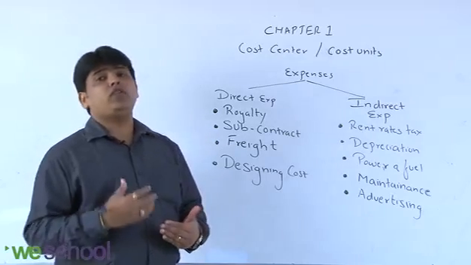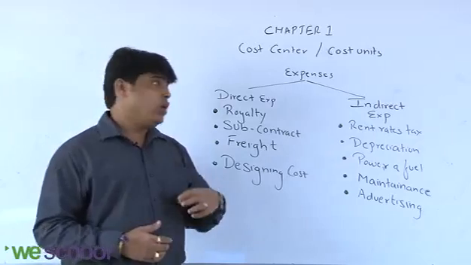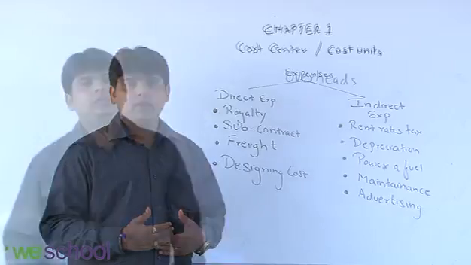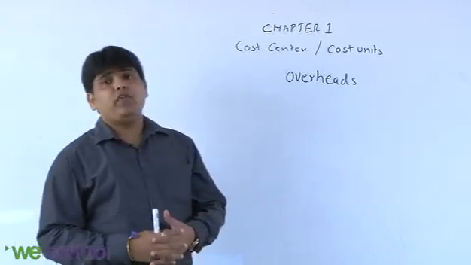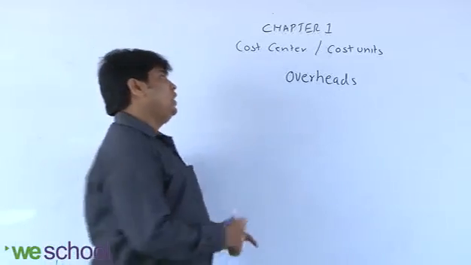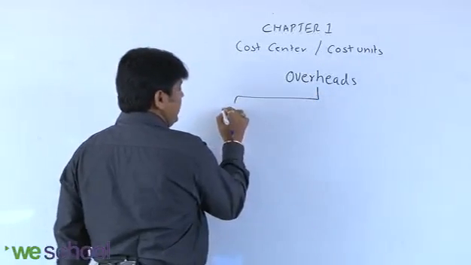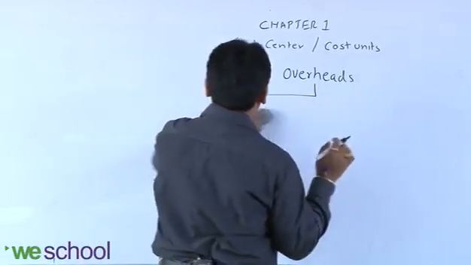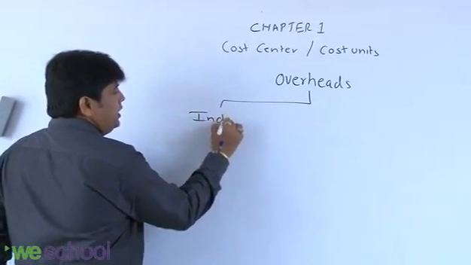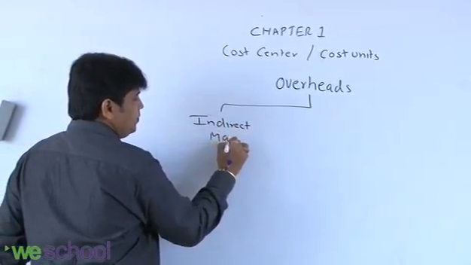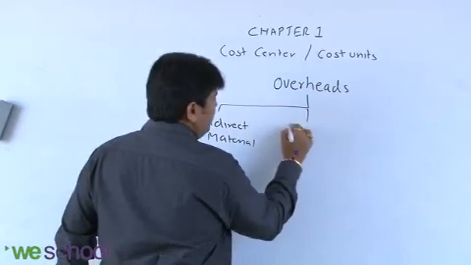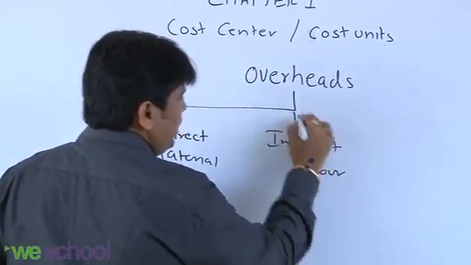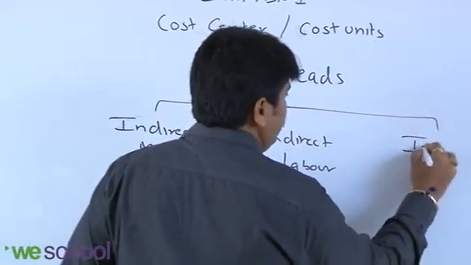Afterwards, what we have to take care of is the overheads. So we will take a brief idea of how the overhead is calculated. Now the next part of the expense which we have to allocate to the particular product is the overheads. Now overheads can be classified as indirect. Overheads are nothing but the total of indirect material, indirect labor, and indirect overheads, indirect expenses.